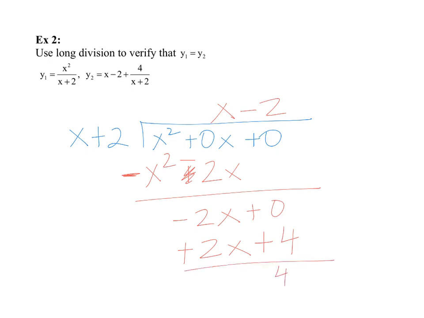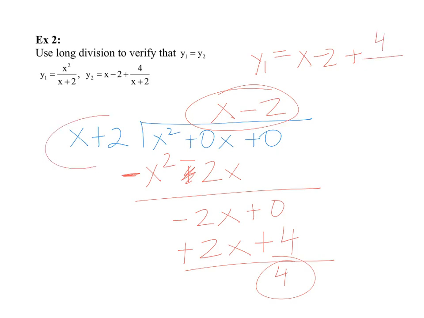So my end result here is that y sub 1 is equal to my quotient, plus my remainder over the divisor. Now, is that the same as y sub 2? Yes, they're both the same thing. Check, I verified that they're equal to each other. Going on to the next example.